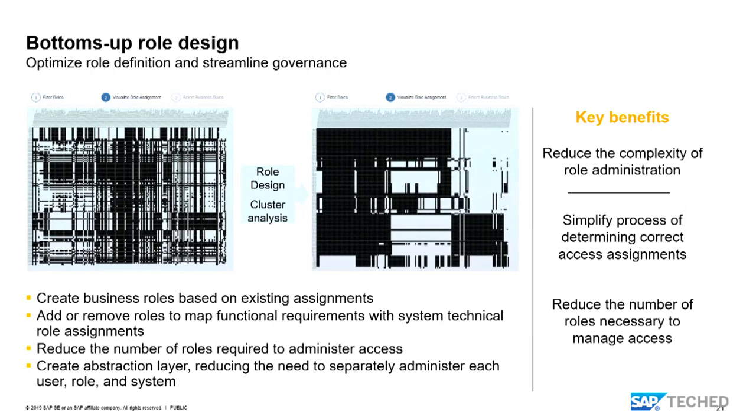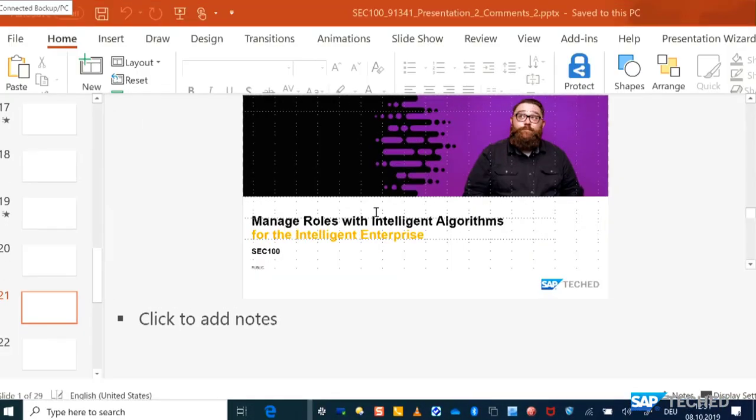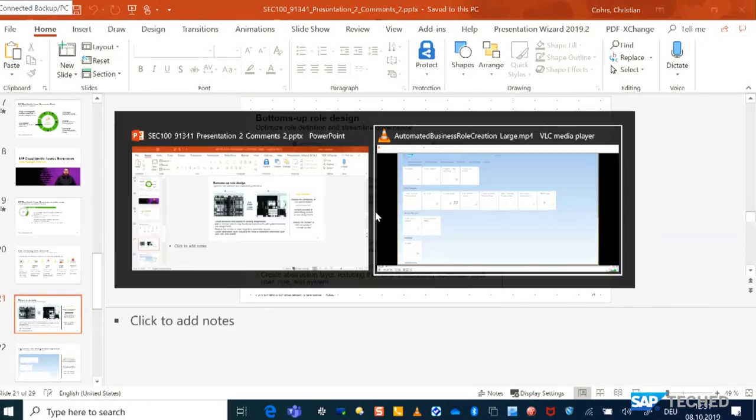And here you see it's quite chaotic, but with a bit of clustering technology, you can find those larger black blocks, which means that you have a large number of users who have a large number of roles in common. So if you take such a block and turn this into a business role, then all of those users will just have one business role instead of the many single roles that they might have had before. Maybe I'll start with a video here so that you can see how this looks in reality.